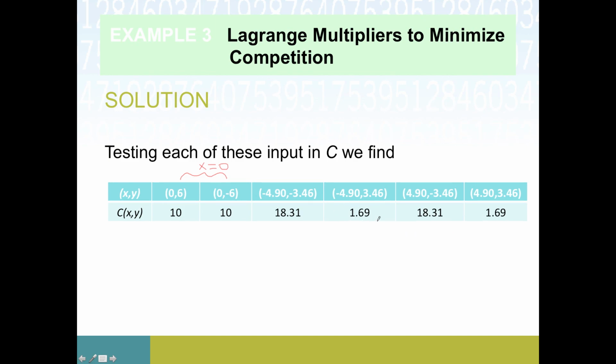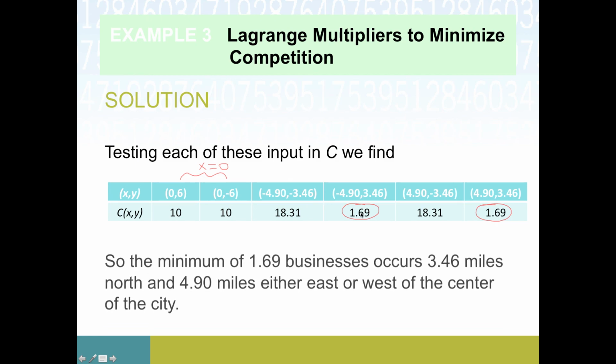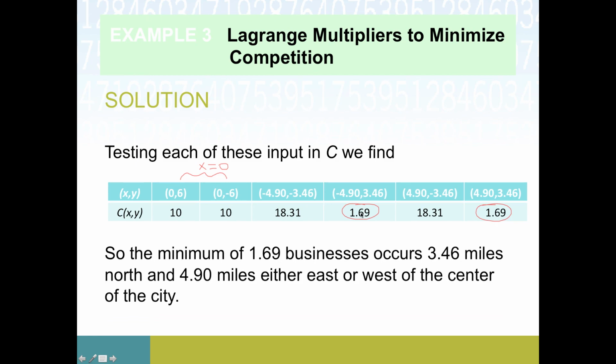So in any event, we're looking at all of these outputs and asking which one would be the smallest. Well, we've kind of got a tie for location. These both give the same output, and when we plug those in, this gives us the smallest value. If you look back at our original slide, the thing we were asked to find was the minimum competition. So we can say minimum competition is about 1.69, presumably an average of some sort, businesses.